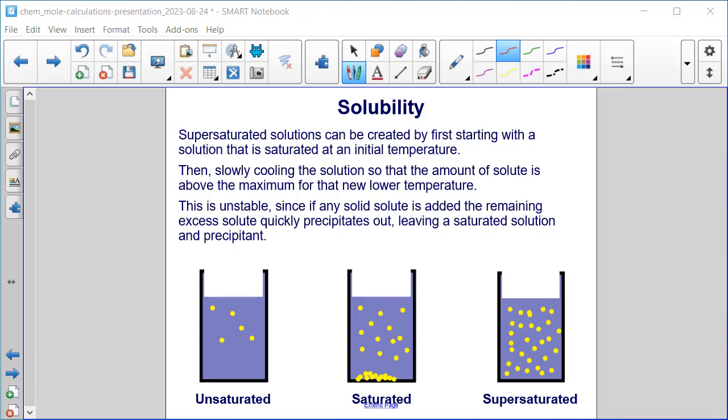Supersaturated solutions can be created by first starting with a solution that is saturated at an initial temperature. So you've heated up the solution enough to dissolve the maximum amount of solute it will hold at that temperature. Then, if you slowly cool the solution so that the amount of solute is above the maximum for that new lower temperature. This is unstable since if any solid solute is added, the remaining excess solute quickly precipitates out, leaving a saturated solution and precipitate.